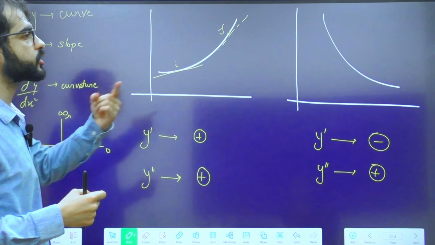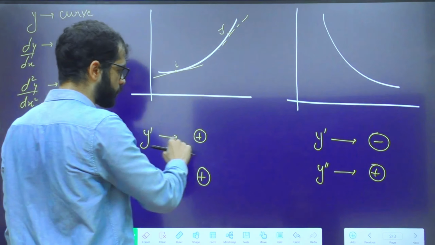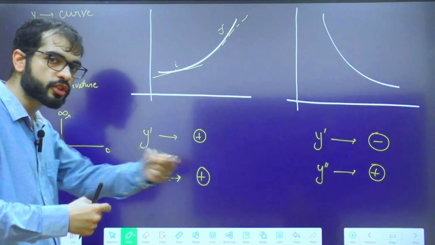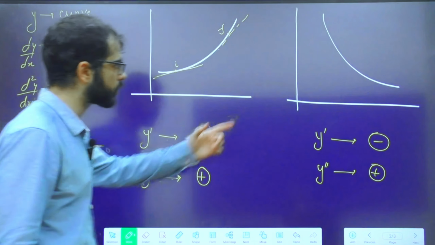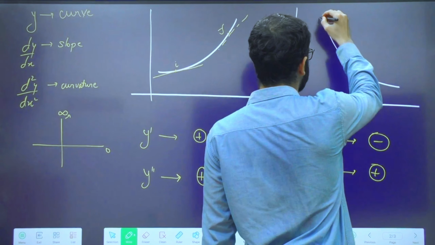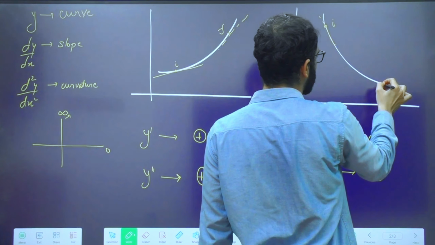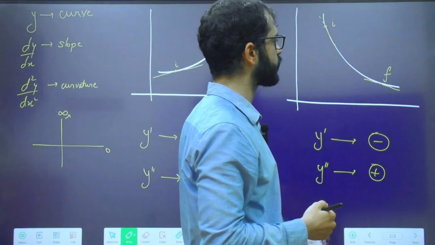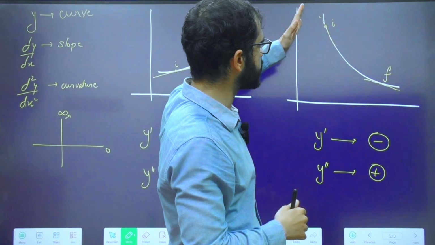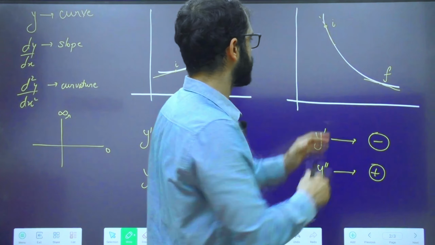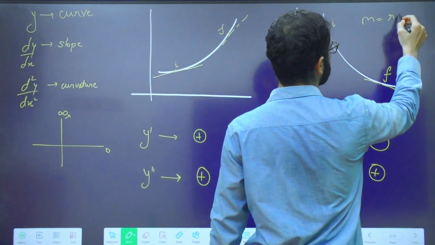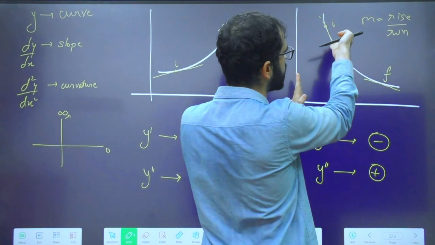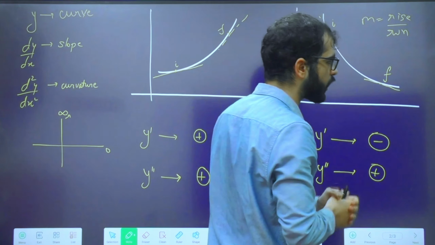Because the slope is increasing, we can say that the slope was positive, and because it is increasing, y double dash is also positive. The rate of change of slope is also positive. Now let's have a look at this. In this second case, I'll call this my initial point and this my final point. If this is my initial point and this becomes my final point, what is the slope? What is the definition of slope? Slope is rise upon run. And as we observe, as x is increasing, y is decreasing. So the slope is negative. So I write y dash is negative.